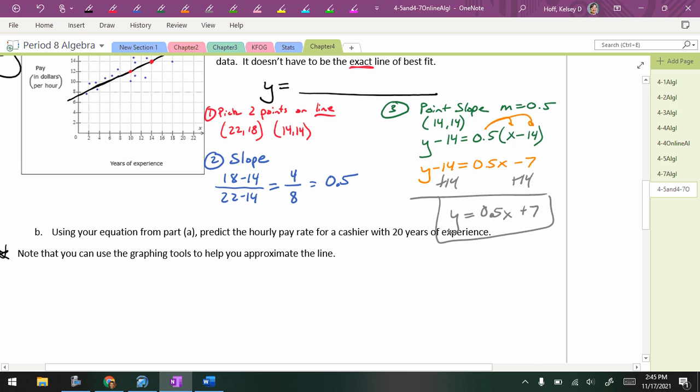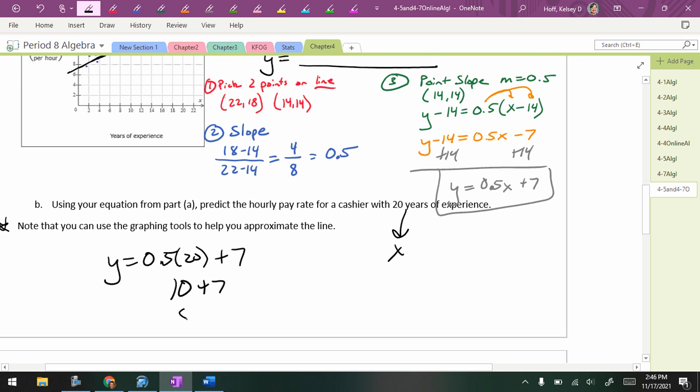So now it says, use your equation to predict the hourly rate for a cashier with 20 years of experience. What do I do there? 20 is your X. Y equals 0.5 times 20 plus 7. Don't use your calculator. What's 0.5 times 20? Thank you. Plus 7 is 17. So somebody that's been a cashier for 20 years, they predict will make $17 an hour. Still true now? Probably not. Most of your fast food restaurants are advertising what? 15 starting pay?